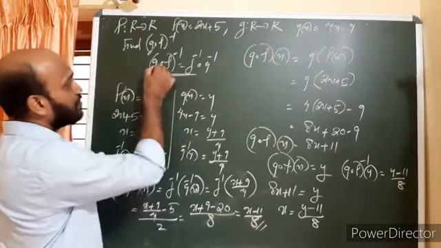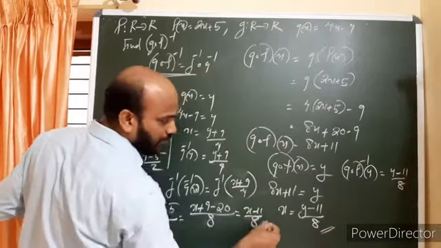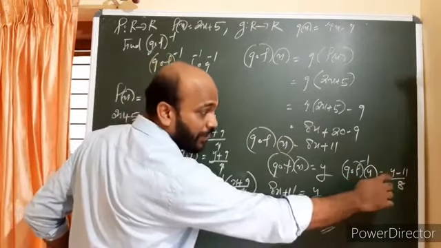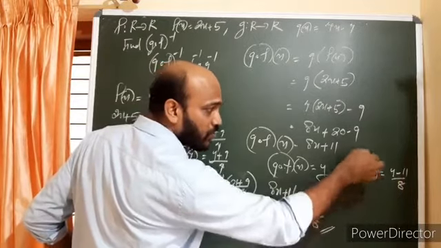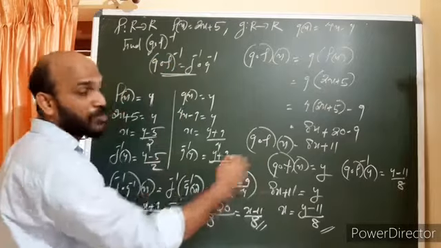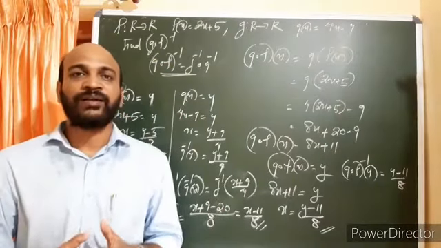That is (g∘f) inverse of x. These two answers are the same, right? (g∘f) inverse of y equal to (y minus 11) by 8. So (g∘f) inverse of x will be (x minus 11) by 8. So any one of these two methods we can use for the examination. No problem. So we can conclude this section.